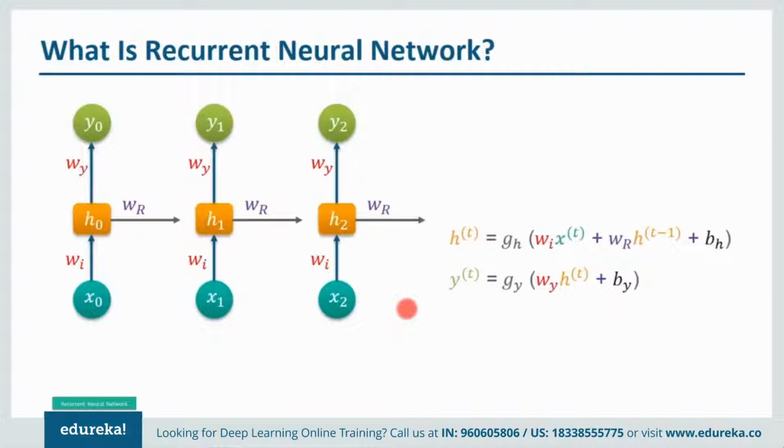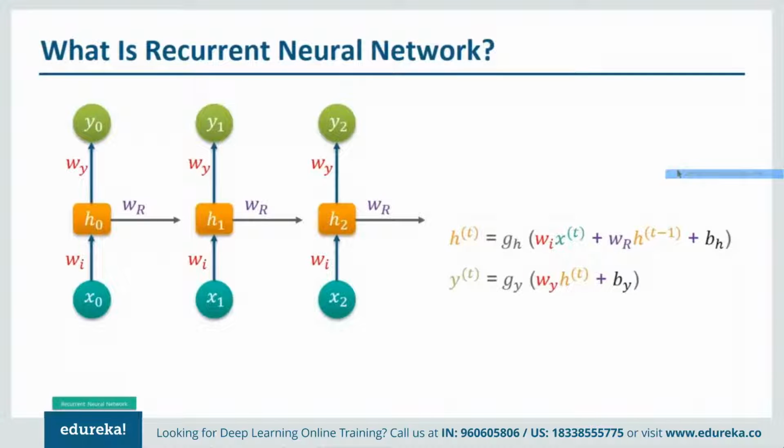Similarly, in the next timestamp, that is at time t equals 2, we have input x2. We need to figure out what will be h2. So we'll multiply the weight matrix Wi with x of 2 plus Wr into h of 1 that we have got here plus b of h, and pass it through a function g of h to get h of 2. From h of 2, we'll calculate y of 2: Wi into h of 2 plus b of y, that is the bias, pass it through a function g of y to get y2. And this is how a recurrent neural network works, guys.